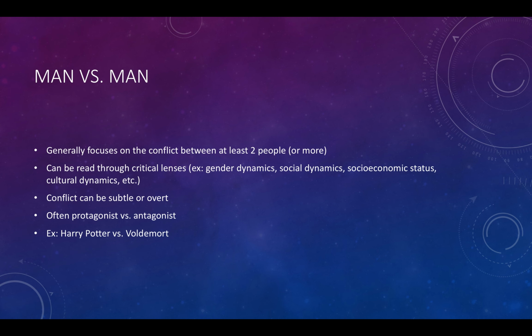Man versus man typically focuses on the conflict between at least 2 people or more. It can be read through a critical lens, so through gender dynamics, social dynamics, socioeconomic status differences, cultural differences, and so on. The conflict can be subtle or overt, named or unnamed. Often it's a protagonist versus an antagonist, but it can be a lot of other things too. The most obvious example I can give you is Harry versus Voldemort in Harry Potter. That's a straightforward man versus man conflict.